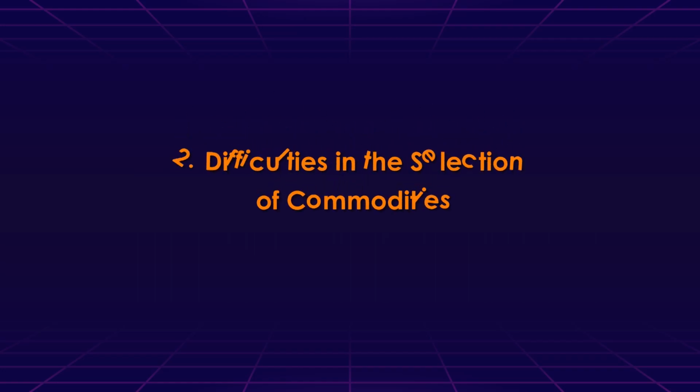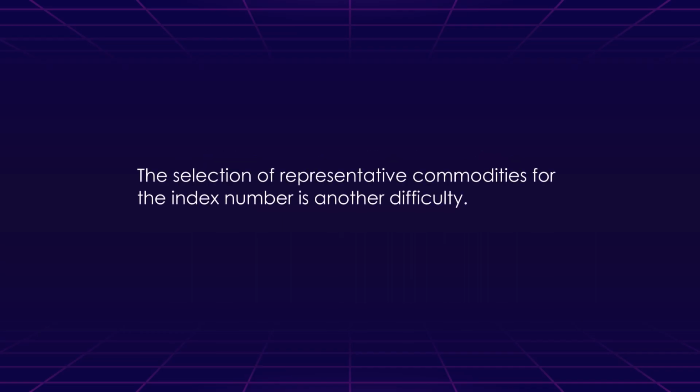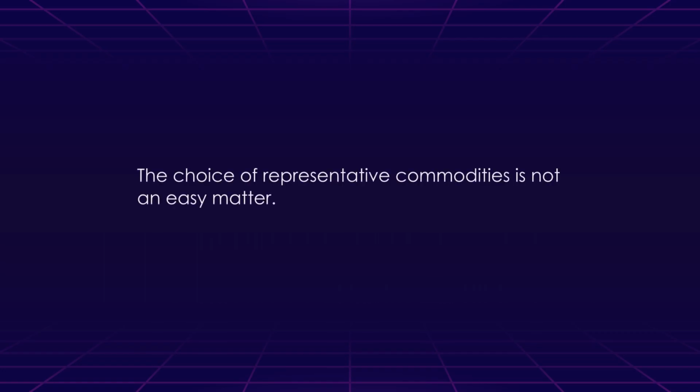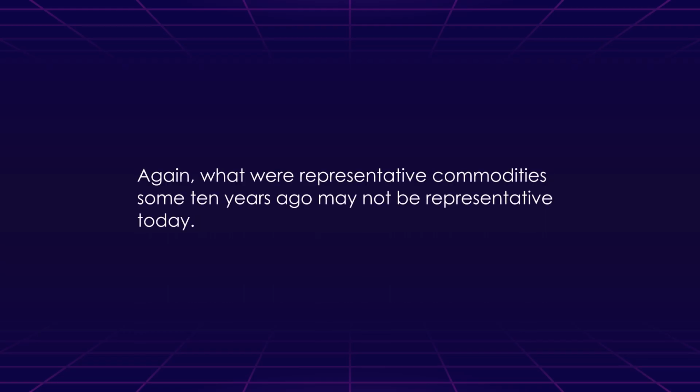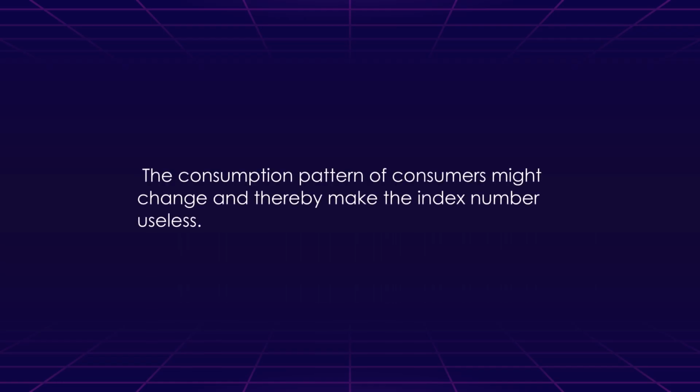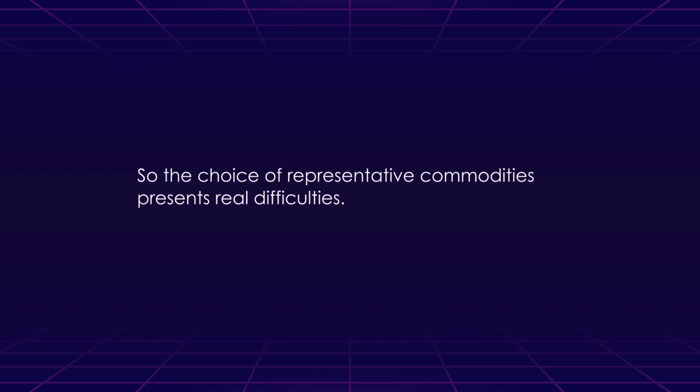The second difficulty is in the selection of commodities. The selection of representative commodities for the index number is another stumbling block. The choice of representative commodities is not an easy matter. They have to be selected from a wide range of commodities which the majority of people consume. Again, what were representative commodities some 10 years ago may not be representative today. The consumption pattern of consumers might change and thereby make the index number useless. So the choice of representative commodities presents real difficulties.